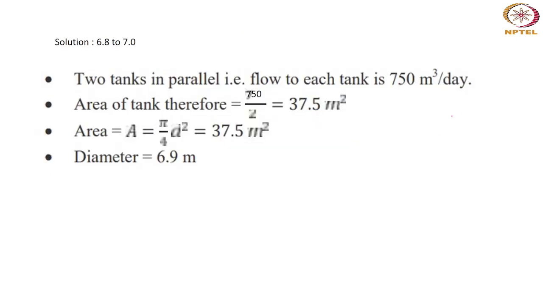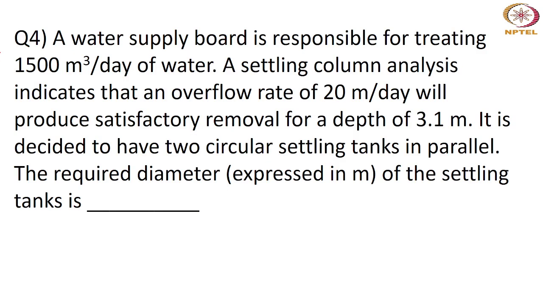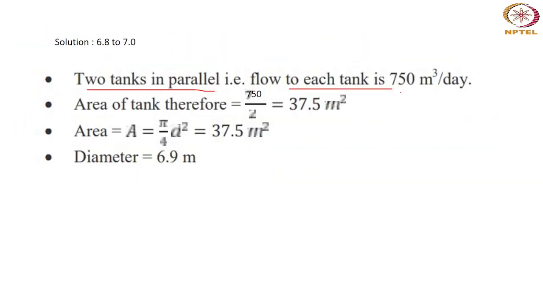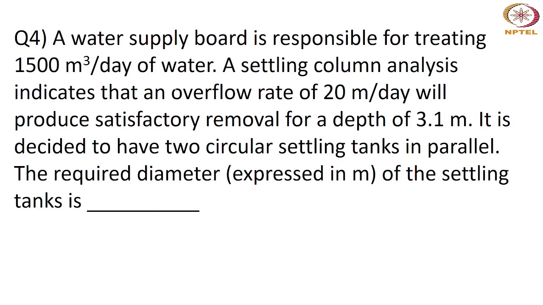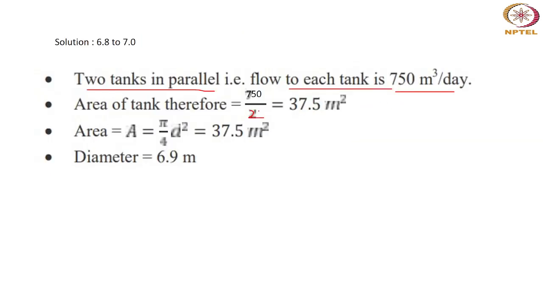Okay, fine. So the answer is 6.9 meter. Congratulations, Ruchita and Nikhilesh. And so two tanks are in parallel. So flow of each tank will be how much for the total? Okay, 1500 meter cube per day. So it will be 750 meter cube per day. And then the overflow rate is 20 meter per day. So this will be 750 by 20. I'm getting the surface area as 37.5 meters square. This was the overflow rate. So this surface is our main thing.